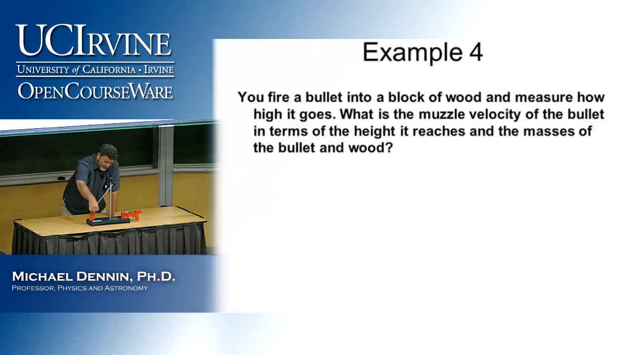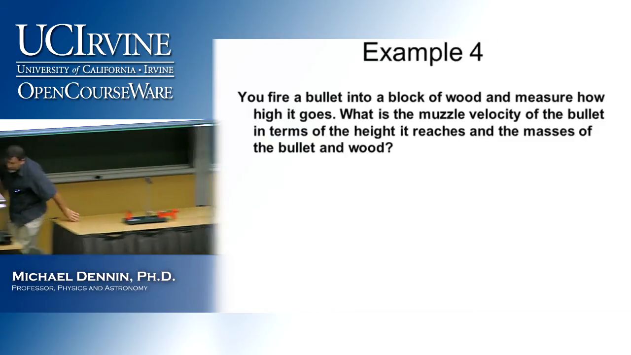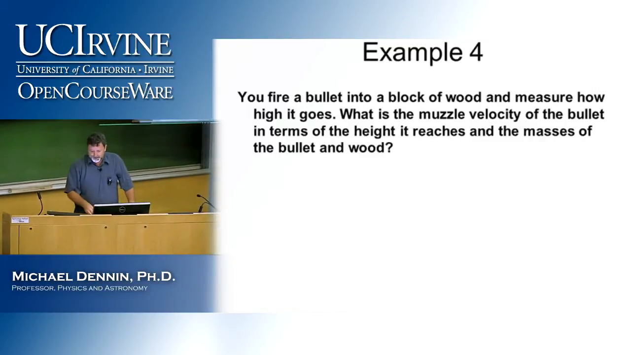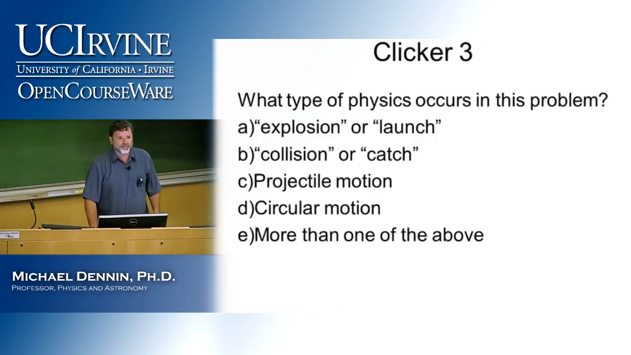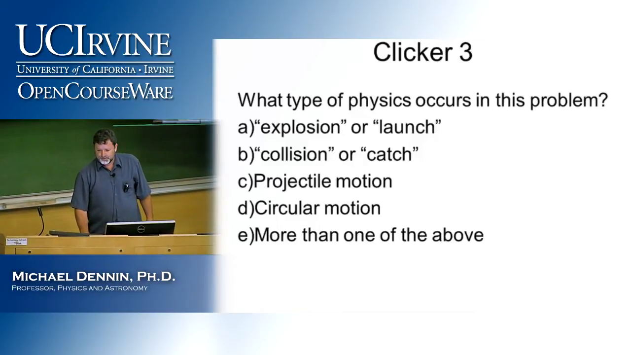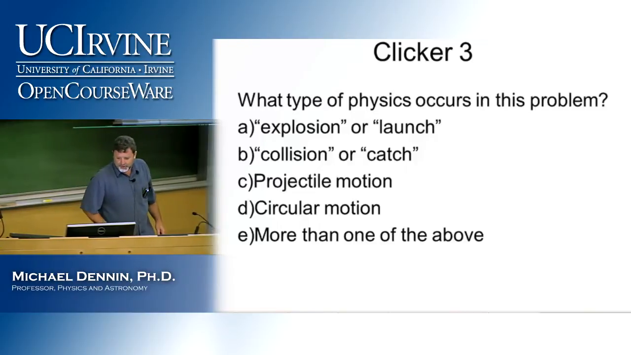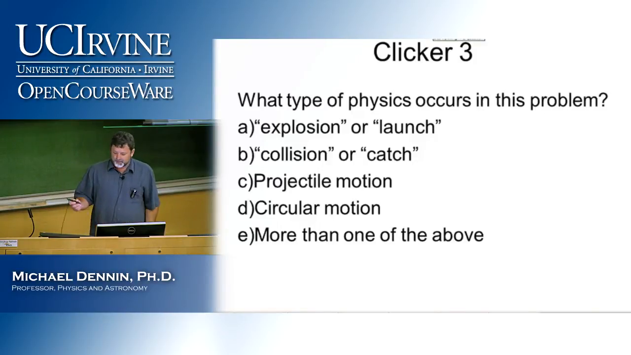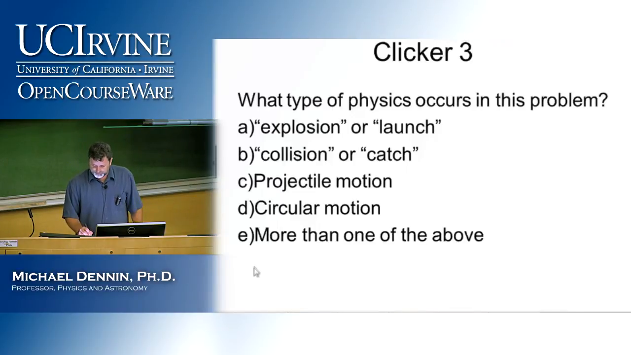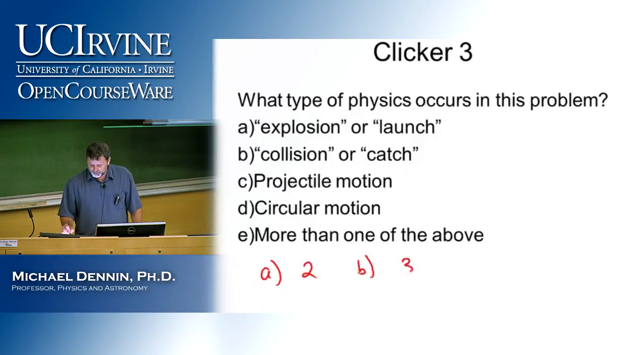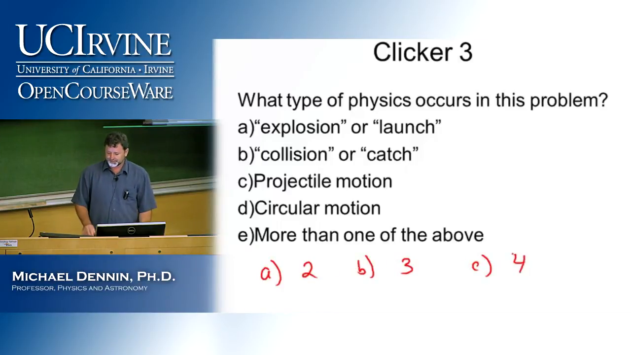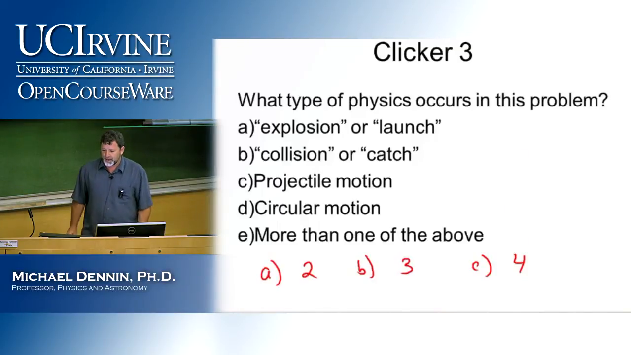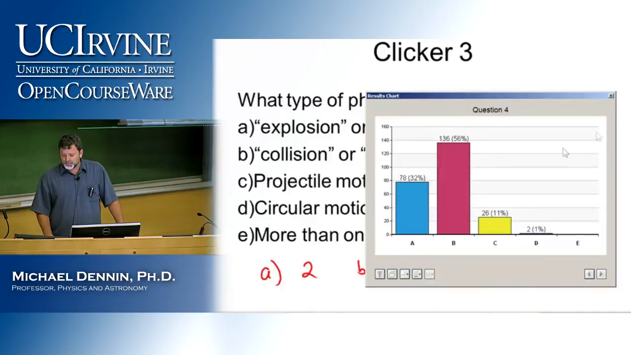Now, what I want you to do, the obvious question, if we're going to solve this problem, is to ask ourselves, what type of physics just occurred? So go ahead and ask yourselves that, and then answer it. So as before, 80% of you picked more than one of the above. I'm not even going to bother to show that. Now, we have to ask the obvious question. Our follow-up question is: is it 2, is it 3, or is it 4 of these? So go ahead and answer that. So pretty large majority for 3.